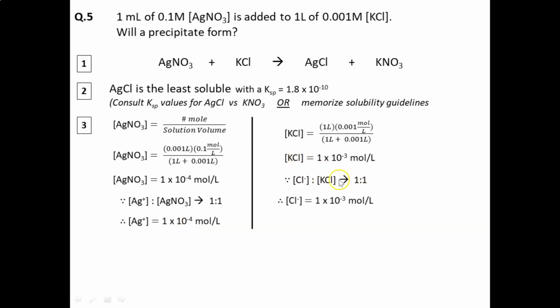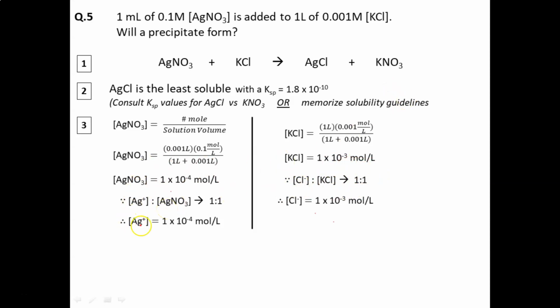It's a 1-to-1 ratio. So therefore the KCl concentration is the chlorine concentration. This won't always be the case. It may not always be a 1-to-1 ratio. It may be a 1-to-2 or 2-to-3. Just make sure you pay attention and watch carefully what the subscripts are.